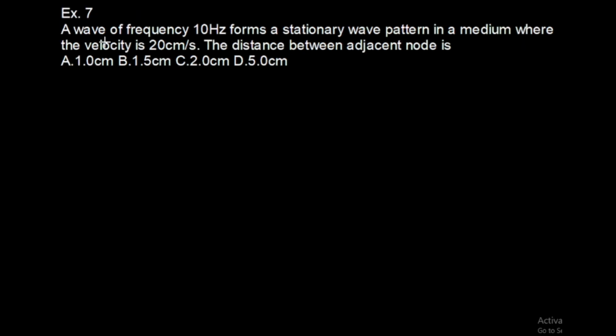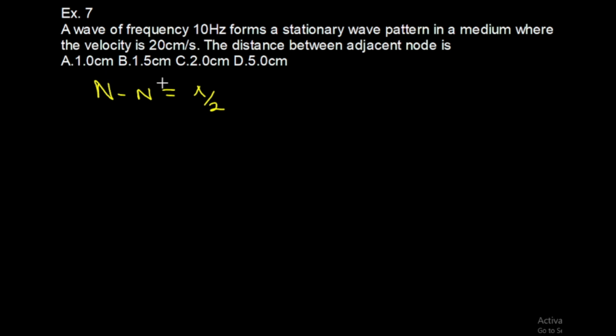Now here, this question says a wave of frequency 10 Hz forms a stationary wave pattern in a medium where the velocity is 20 cm per second. The distance between adjacent nodes is... So what they're asking us to calculate here is the distance between a node and a node. Now remember, distance between a node and a node is equal to lambda over 2. So to calculate the distance between adjacent nodes, we need to know our wavelength. So how do we calculate our wavelength?